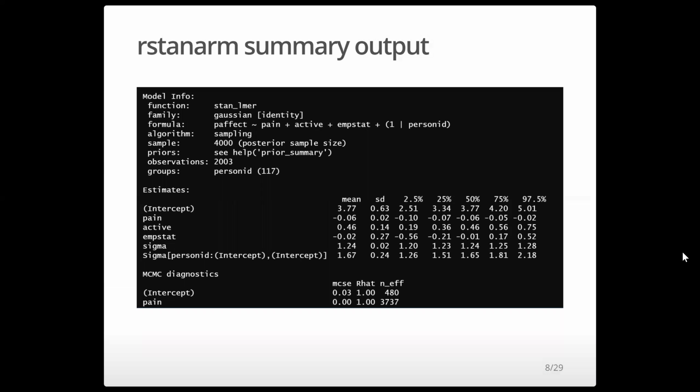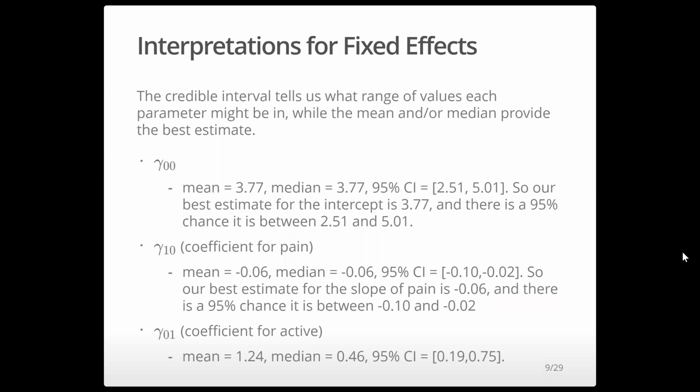So the first column is the mean. The second column is the standard deviation. Now this is the standard deviation of the probability distribution for each parameter. This is sort of like a standard error. But then we also have the credible intervals. The interpretations for these fixed effects tell us what range of values the parameter might be in, and we would probably use the mean and/or median as our best estimate.